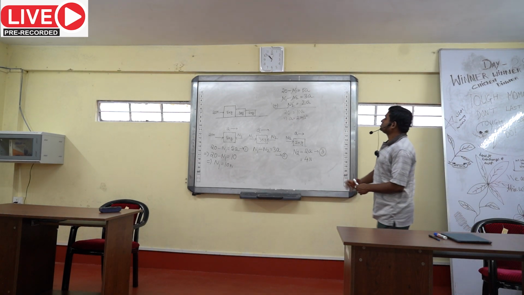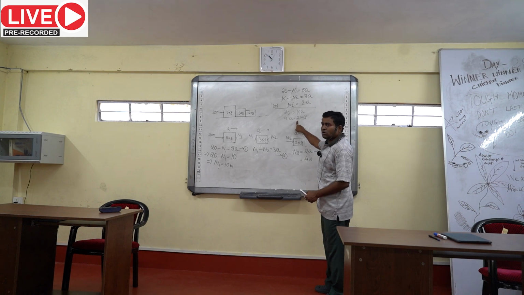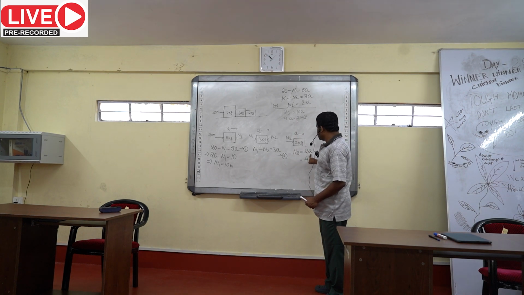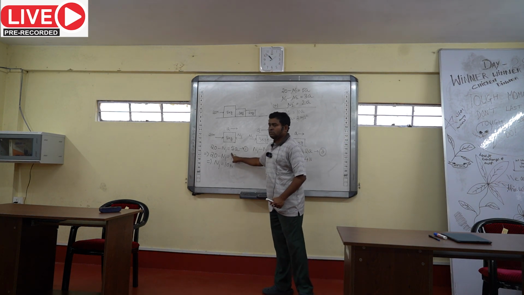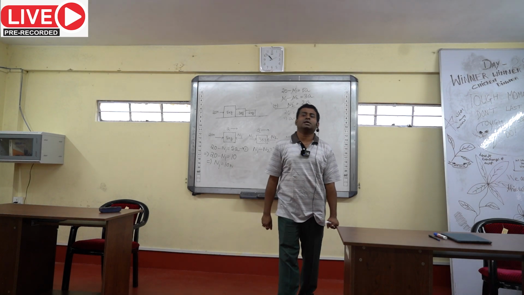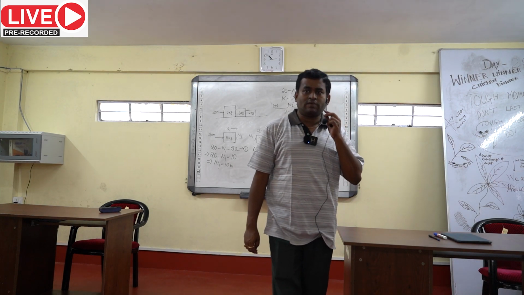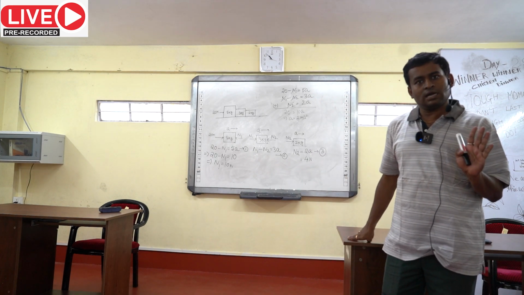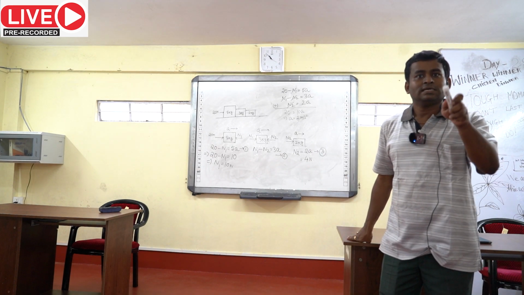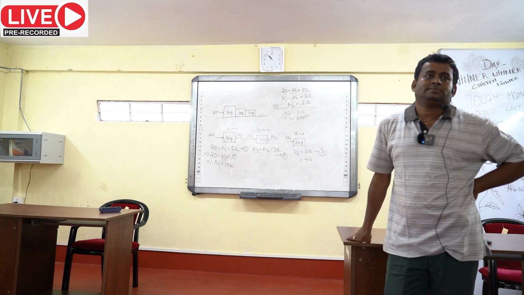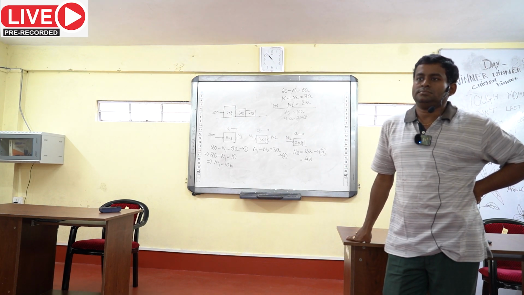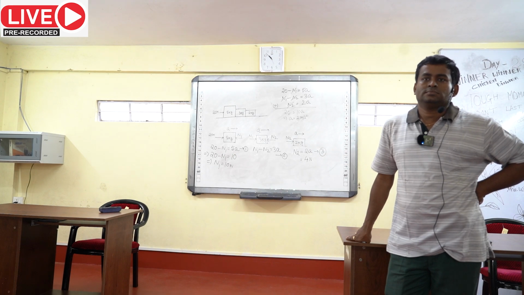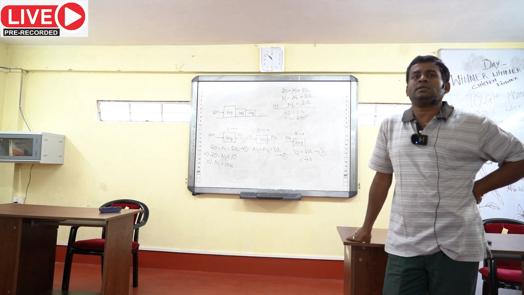So after solving for a, I put the value of a in the third equation and in the first equation. From the third equation you will get the value of n2, and from the first equation you will get the value of n1. Okay, clear? Is it clear? Anyone having any question?